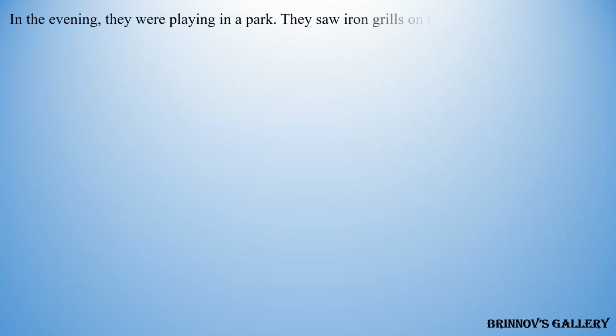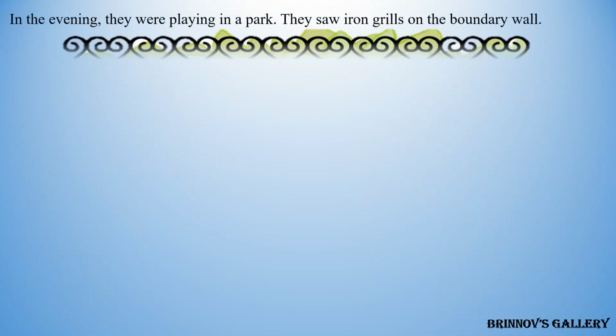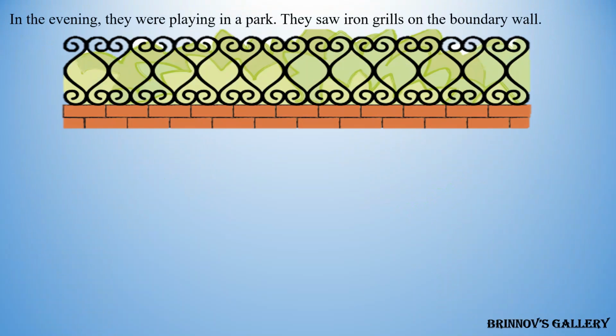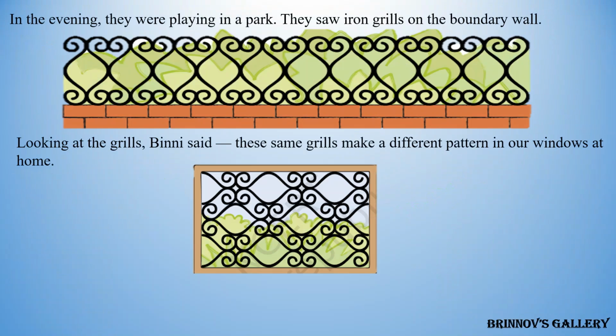In the evening, they were playing in a park. They saw iron grills on the boundary wall. Looking at the grills, Binny said, "These same grills make a different pattern in our windows at home. We see many such patterns around us, on tiles, clothes, diaries."